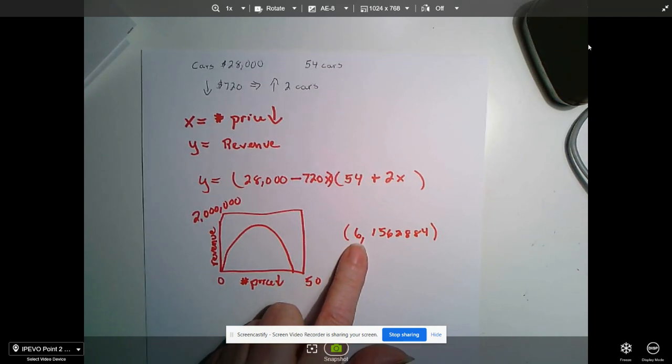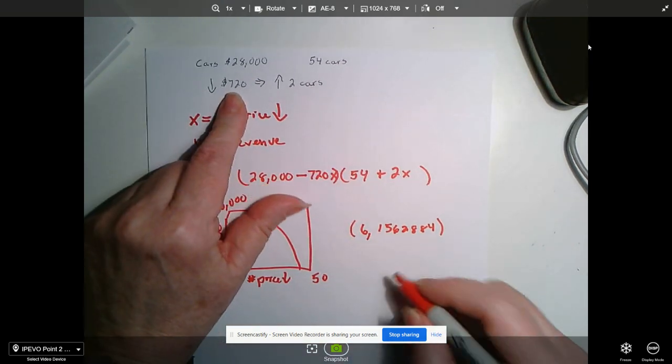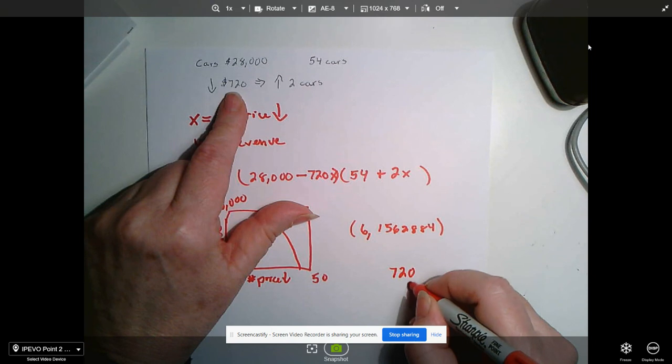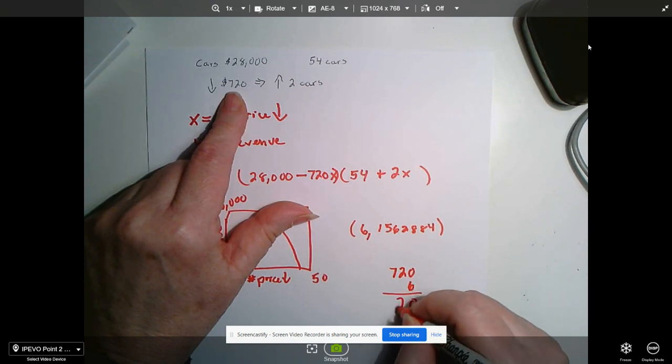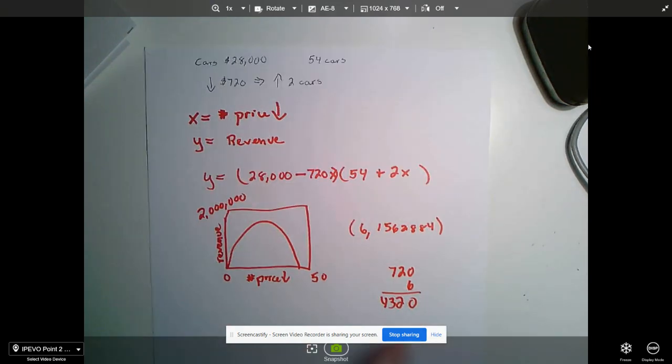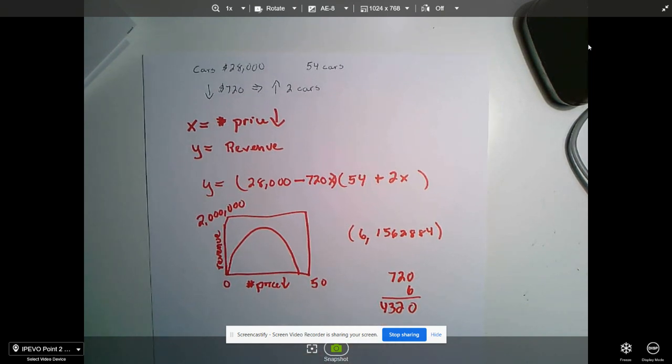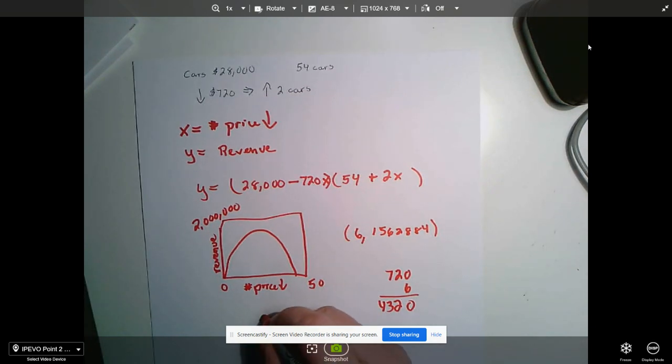All right, so because this was my vertex, this tells me that I have to decrease my price 6 times. But every time I decrease it, it's 720. So I'm going to take a total decrease of 4,320. Well, I'm currently charging 28,000, and I want to decrease my price by 4,320. So the new price I should charge for my cars is $23,680.